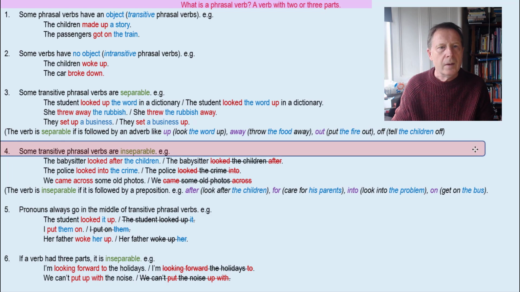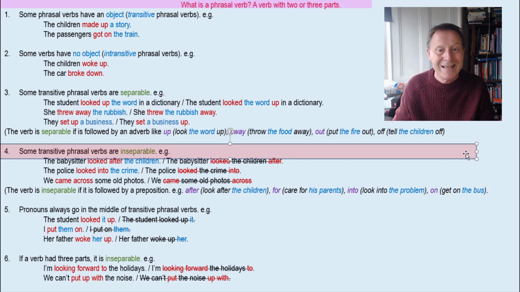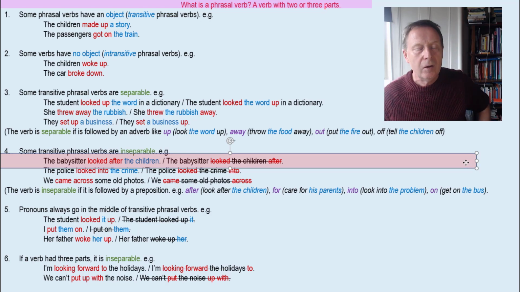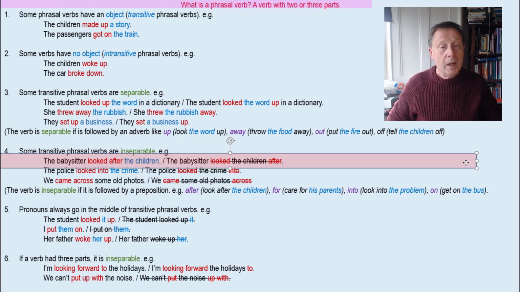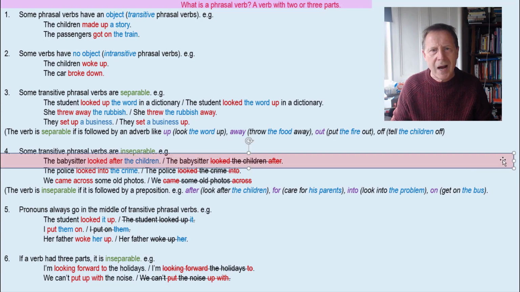So, some phrasal verbs are separable and some phrasal verbs are inseparable. 3 examples. The babysitter looked after the children. Now in this case, we can't say the babysitter looked the children after. Now the reason for this is the word after. The word after is a preposition. Now if the phrasal verb has a preposition, like after, then you can't separate it.